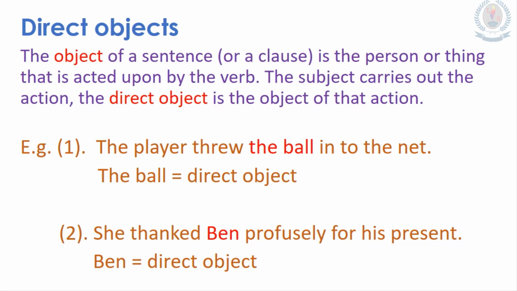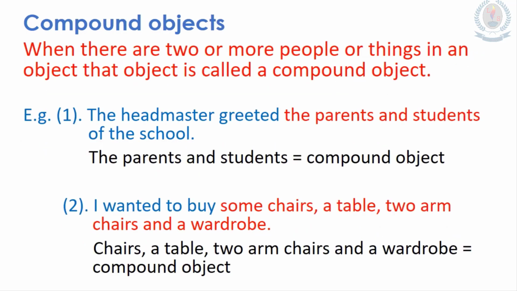Look at this second example. You will understand more. She thanked Ben profusely for his present. Here, thanked is the verb. Then you should go to the verb and ask the question, thanked whom? Thanked Ben. Then Ben is the direct object. Here, Ben, the direct object, helps the verb to complete the sentence, to complete the action. Did you understand, children? Okay. Let's go to compound objects.